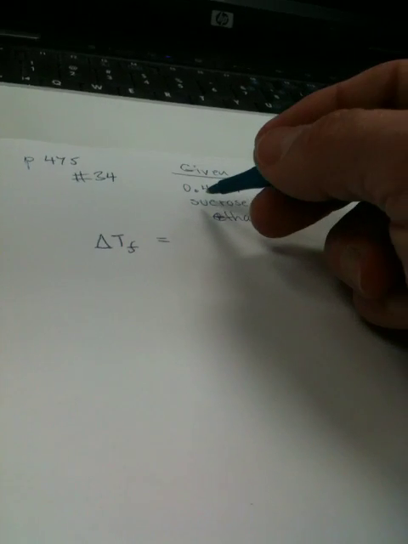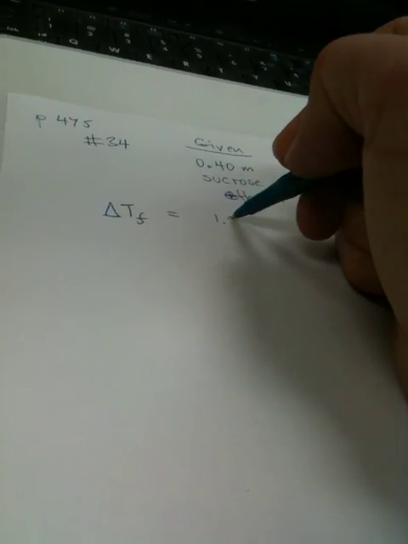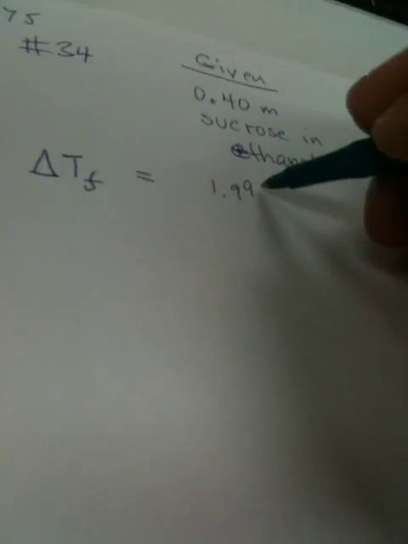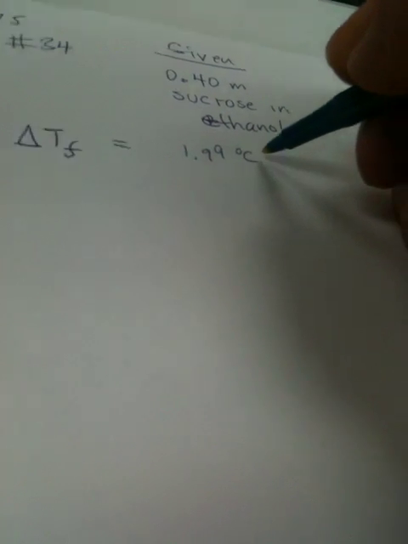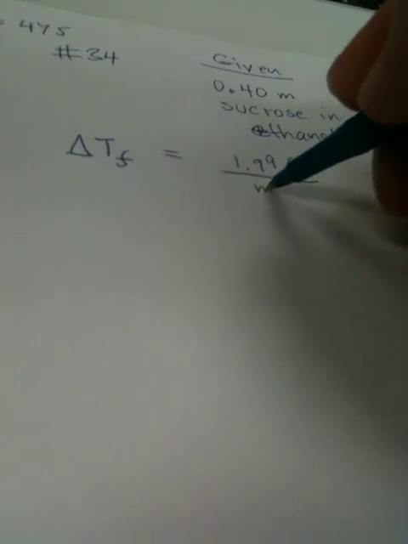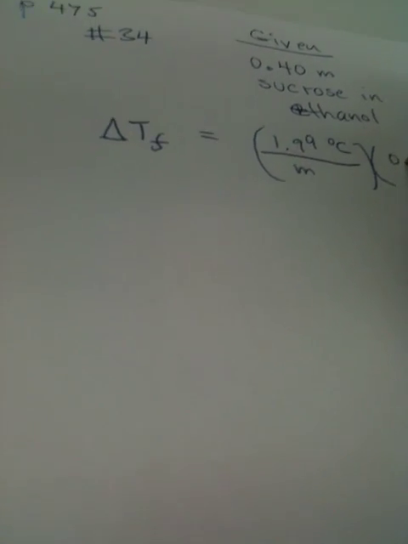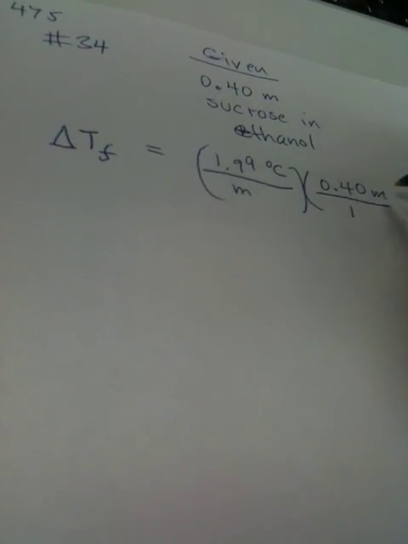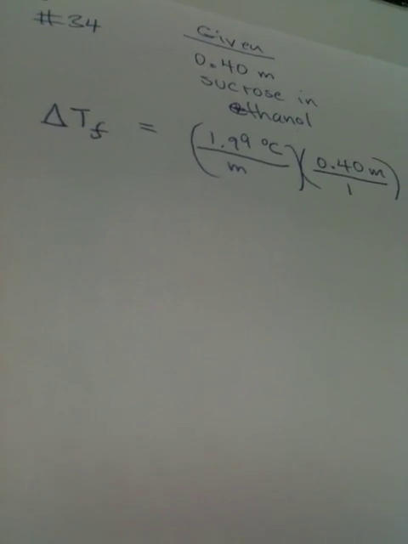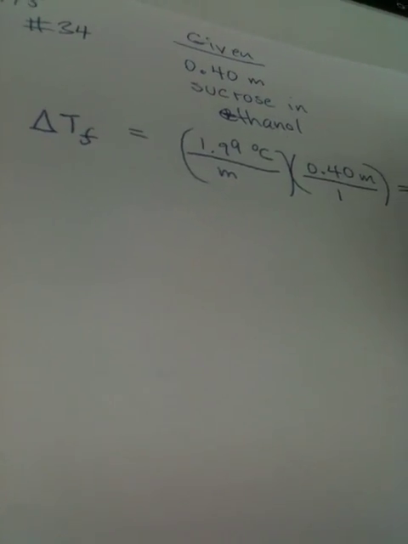Okay, here we go. We're going to take the value out of the chart, which is 1.99, and the unit of measure is the number of degrees that it changes over molality. Now we know what the molality is. We were given that, and so we're going to find at 0.40 molality over 1. And that's going to give us our change.